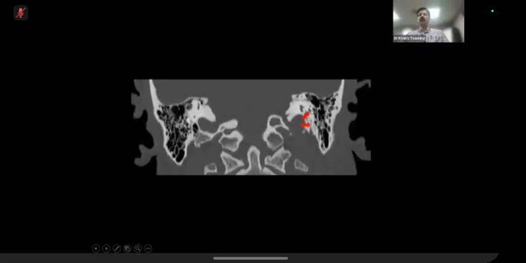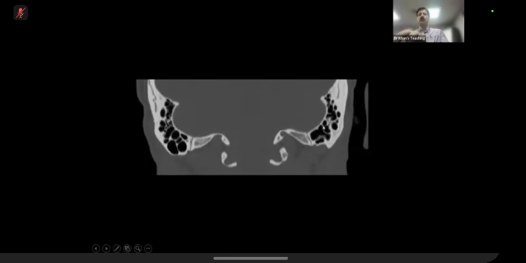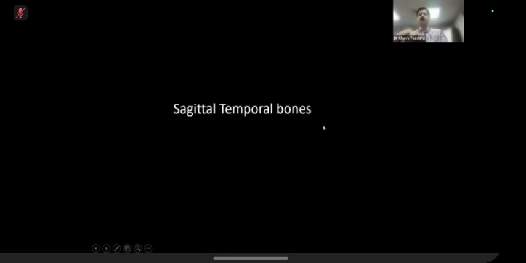So now let's go for a sagittal. Sagittal will show you the descending portion very well. Otherwise, there is not much value to the sagittal. So these are the mastoid air cells, and you can see, here you are. We call it the hockey stick appearance. This is the descending portion.